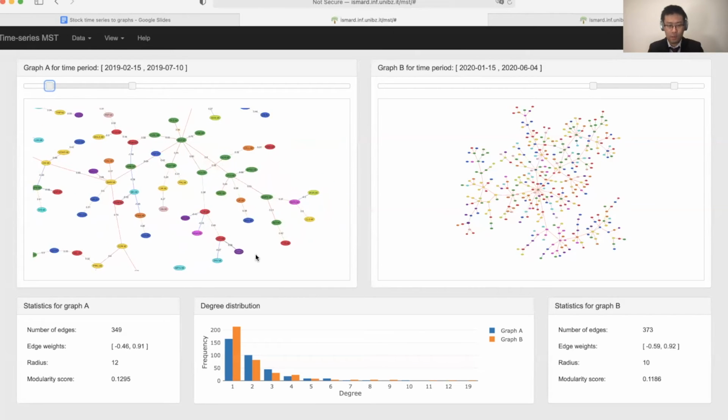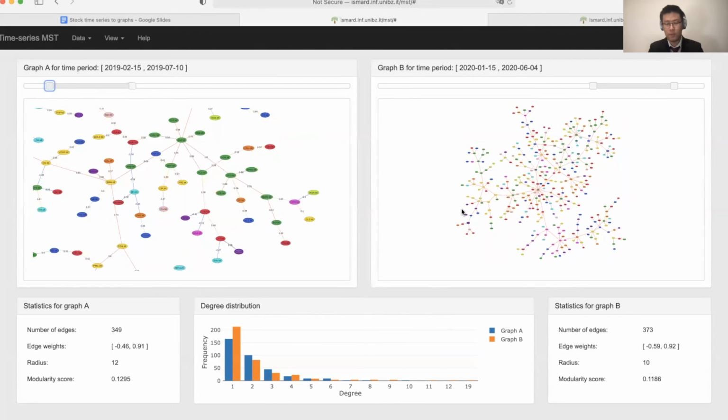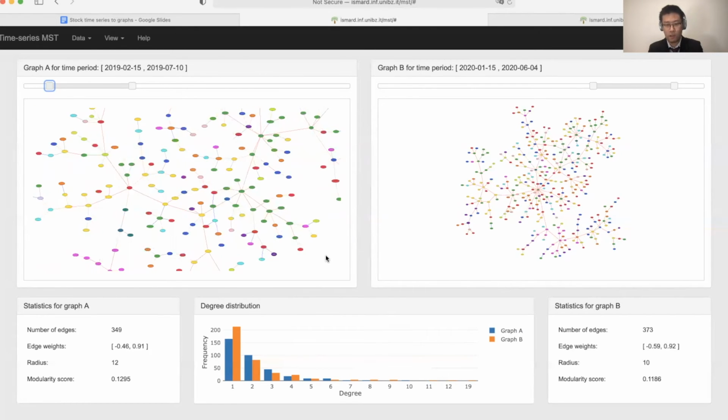As we can see here, especially with the degree distribution, the MST in the crisis period has a sharper degree distribution compared to the other one. This is one of the most important economic theories that has been proposed in recent years. Other stock indicators are shown here in different tables, like number of edges, range of edge weights, radius value, and the modularity score.